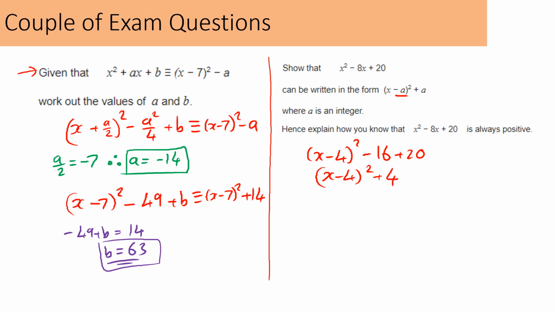So yeah, it can be written in that form because we've got minus a and plus a. We've got 4 and minus 4. A is an integer, yep. So we've matched all the criteria. And then there's this hence. Hence explain how you know that this is always positive.